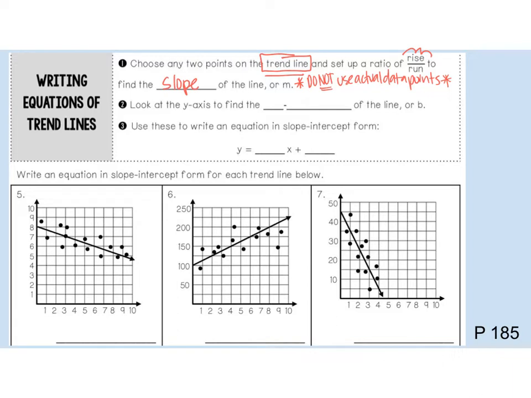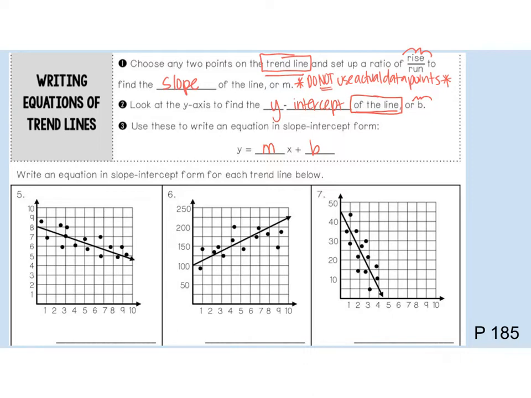For number 2, look at the y-axis to find the y-intercept. Again, we're going to highlight the y-intercept of the line, so not of data points, or b. And then use these to write your equation of y equals mx plus b.